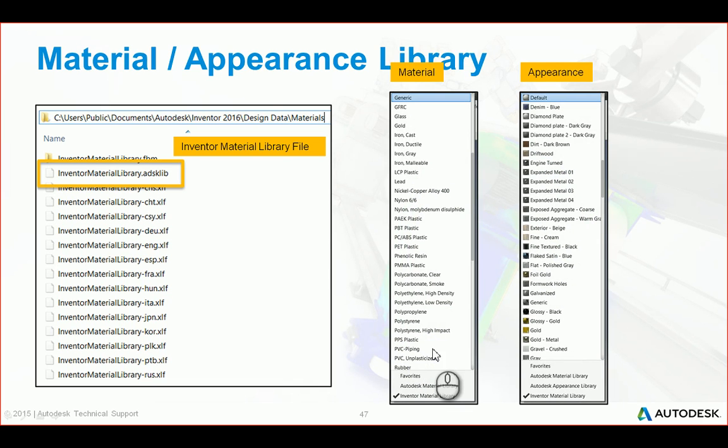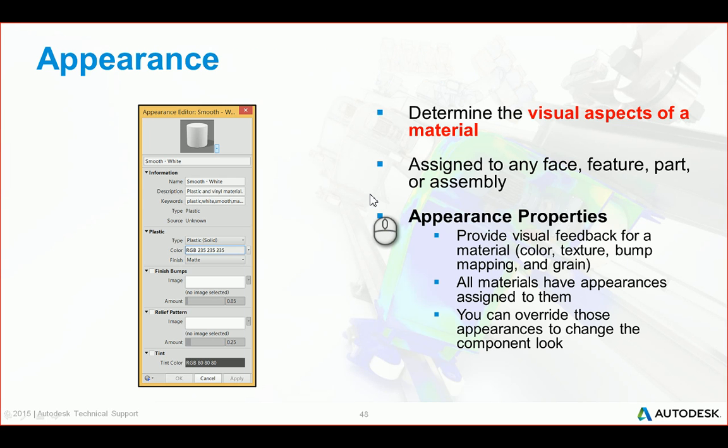Basic materials, same with appearances. Now, the appearance is the visual aspect of the material. It can be assigned to any face, feature, part, or assembly, so you can color it accordingly. It gives you visual feedback for the material.